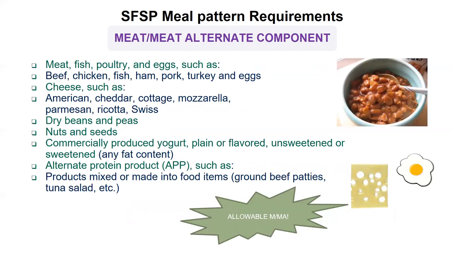This slide is going to go over a variety of different examples of meat alternate offerings that could credit towards the meat alternate component for the SFSP meal pattern. I'm not going to cover all of them, but meat, fish, poultry, eggs, certain cheeses like American, cheddar, cottage, mozzarella, Parmesan, ricotta, Swiss, dry beans and peas, for example, and then even products that are mixed or made into food items like ground beef patties, tuna salad, et cetera. So these things are generally creditable. You may need further documentation to prove they're crediting, but these things generally do credit under meat alternate.